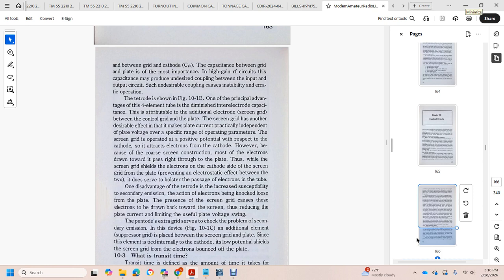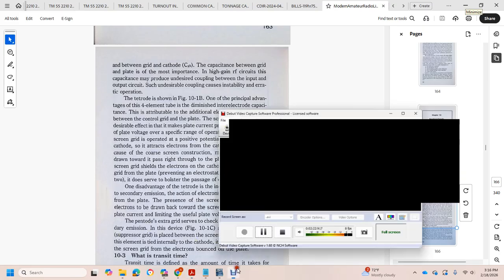The pentode's extra grid serves to check the problem of secondary emission within this device. In addition, the element is a suppressor grid, placed between the screen grid and plate, and is tied internally to the cathode, the lowest potential, to shield the screen grid from electrons that bounce off the plate.